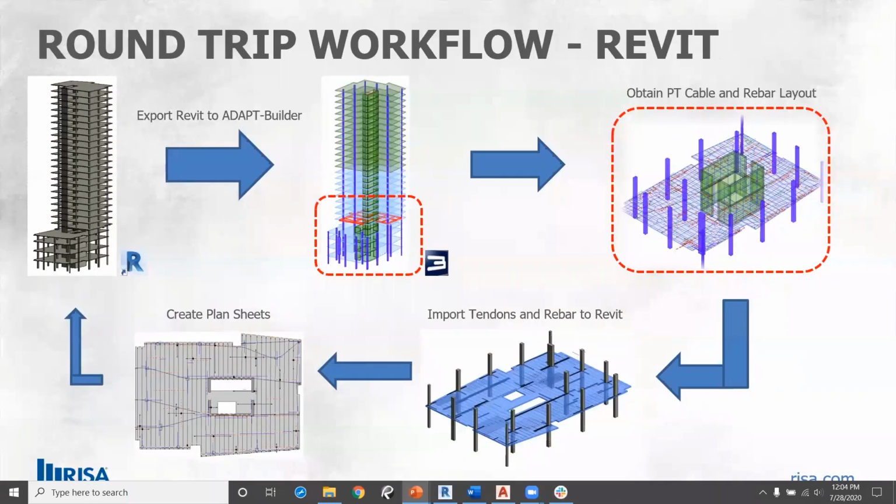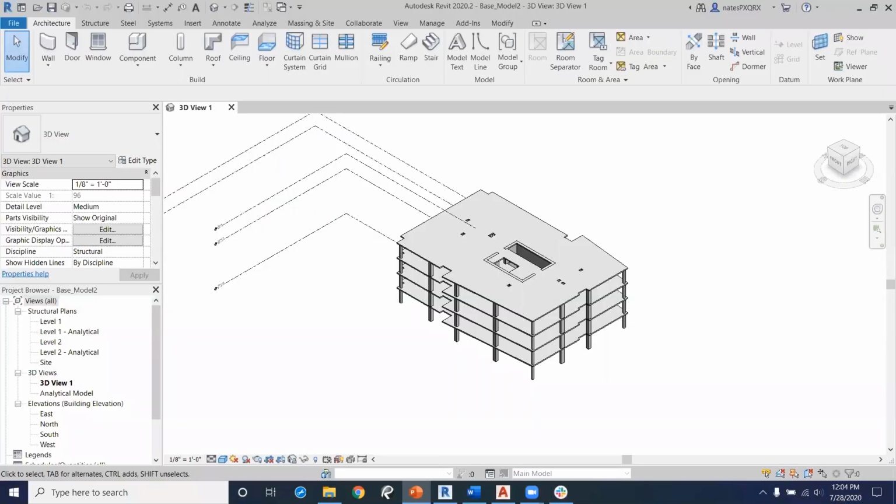We're exceptionally proud to offer our round-trip workflow using Revit. This flowchart provides the general steps. In the top left, you would start with a Revit model and export the geometry to Builder. Then you perform the design to obtain the PT and rebar layout. Next, you import the tendons and rebar back into Revit, and then you'd be able to create your plan sheets. So let's go ahead and get into Builder, or into Revit.